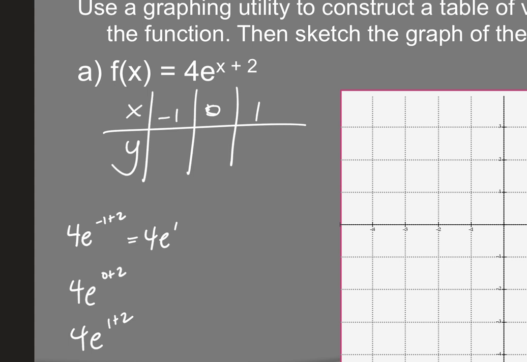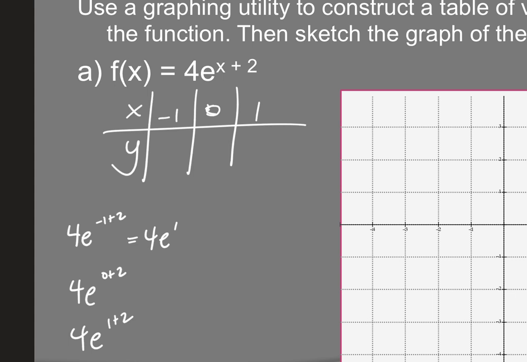Now, if you think about it, e is like a base of 3. So this is like taking something that has 3 as its base, shifting it 2 units to the left. So it should shift it left. And then 4 makes it tall, right? It makes it stretch vertically. So when I look at this graph, if you look at the graph on your graphing utility, that's what's happening.